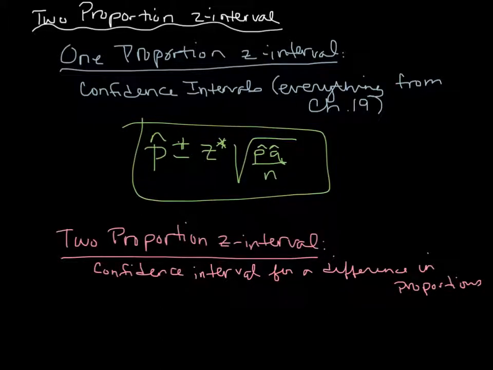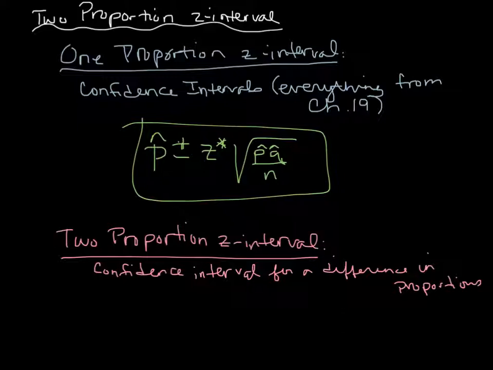So today we're going to be talking about two proportion z intervals. You can see in front of you, I have what we did before, the one proportion z interval. And everything we did in chapter 19, the confidence intervals there, were a one proportion z interval. So today, you'll see in pink, we are going to start the two proportion z interval.